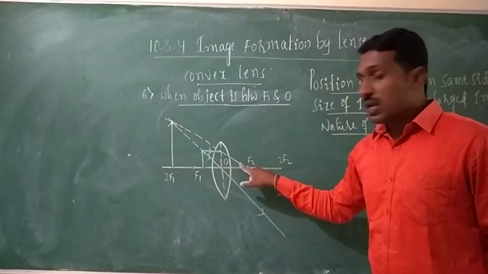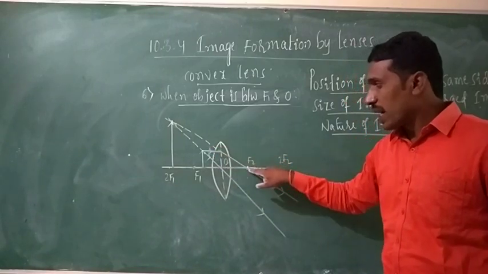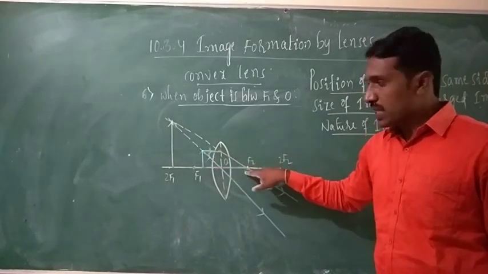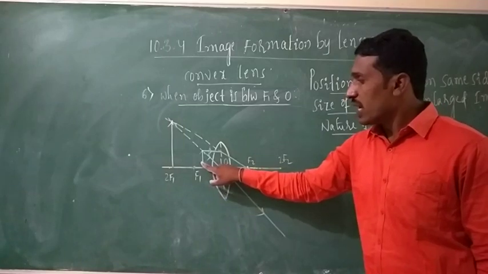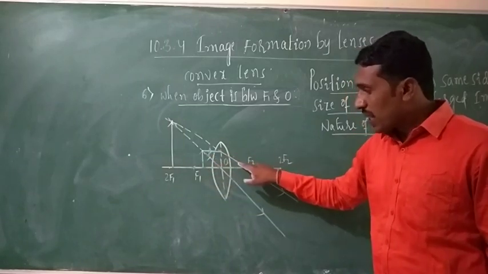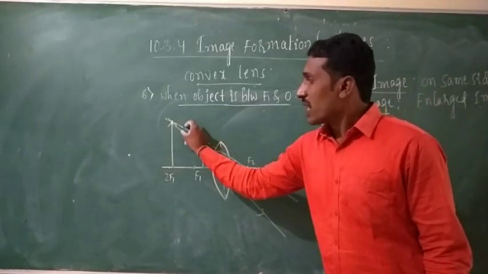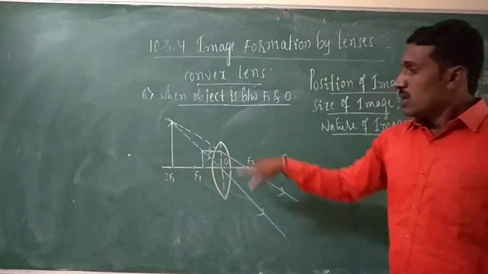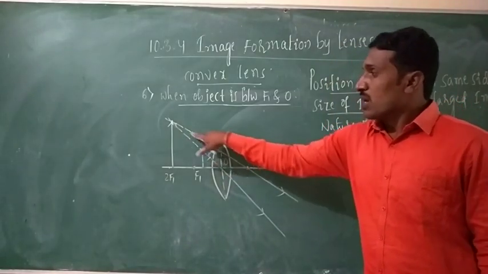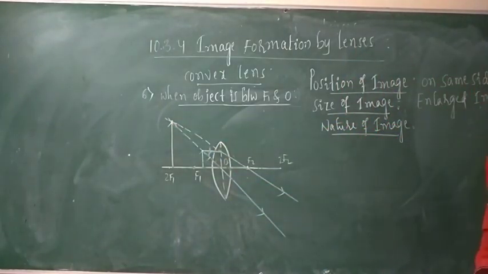These two are real refracted rays, meaning light rays refracted from the object. But these two are not coming from the object. The object is here. These are refracted rays, but these are extended refracted rays. If extended refracted rays appear to meet at one point, that kind of image is called a virtual image.